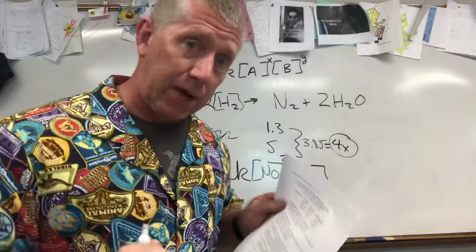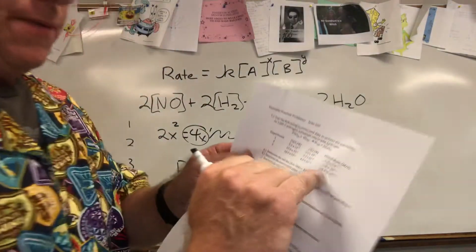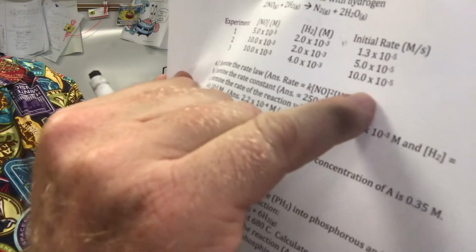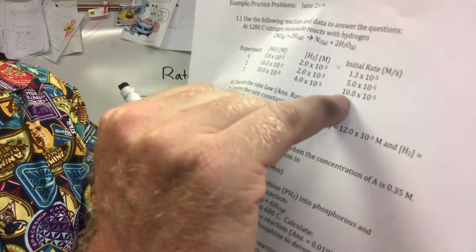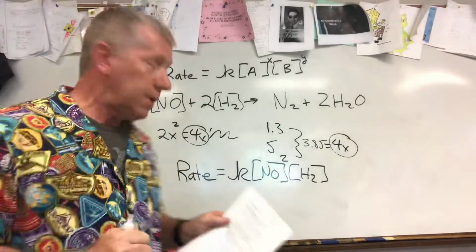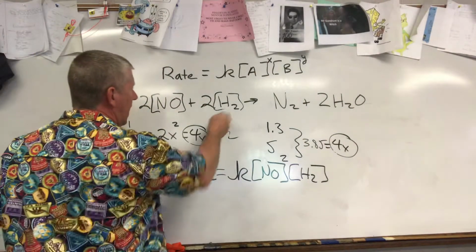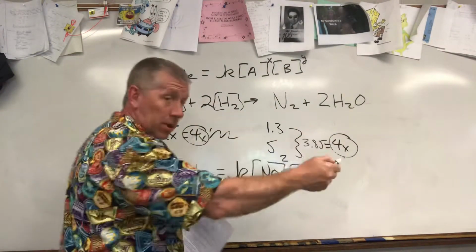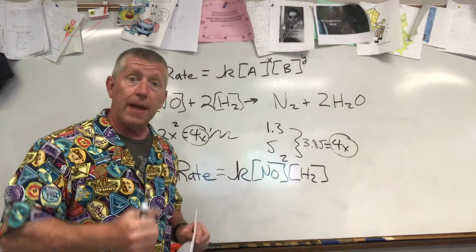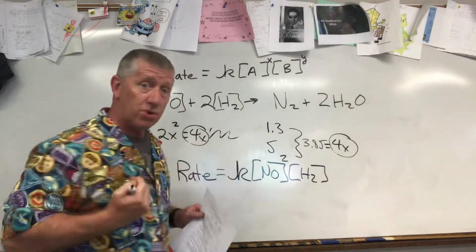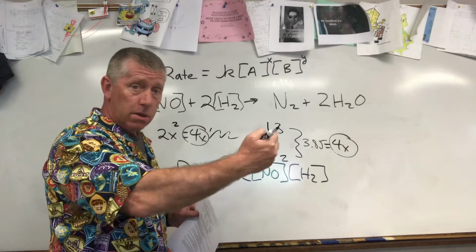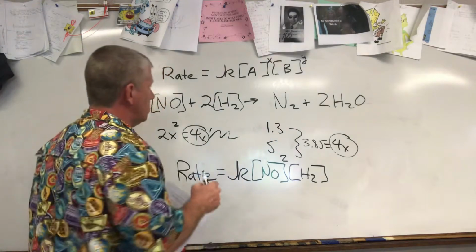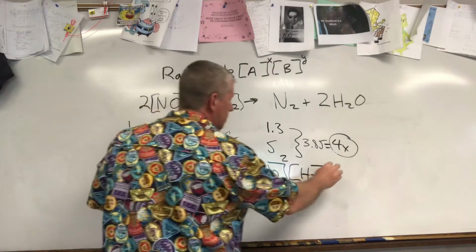What happened to the reaction rate? It went from 5 to 10. Now the times 10 to the negative 5 is no different, but look at the number in front, 5 to 10. It doubled. So when we doubled the hydrogen, we doubled the reaction rate. That's a direct relationship. That exponent, when you double and you double, is a 1. So the hydrogen gets a 1.